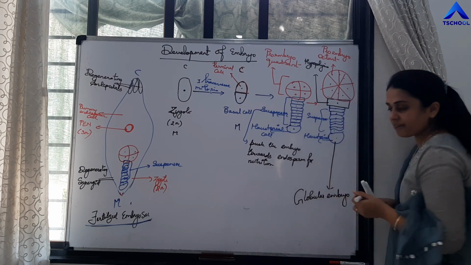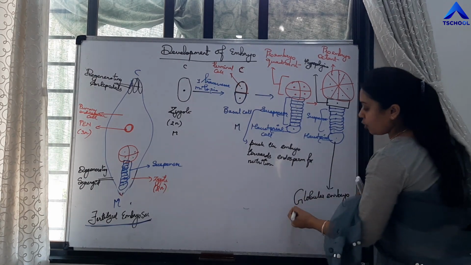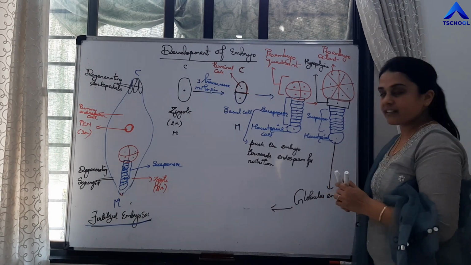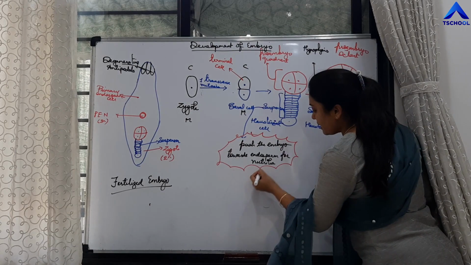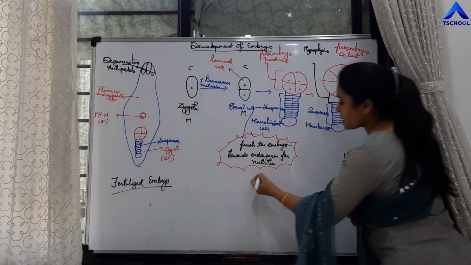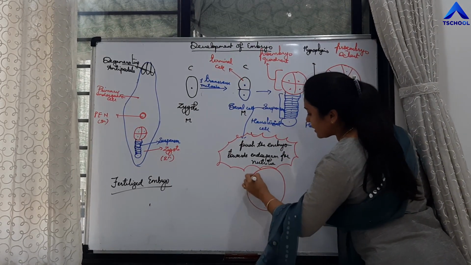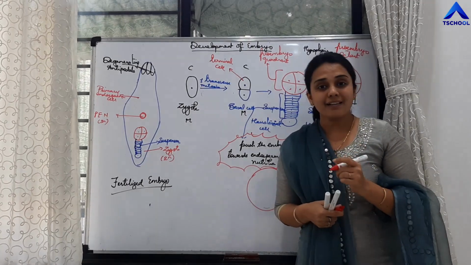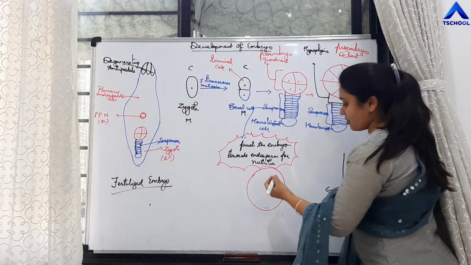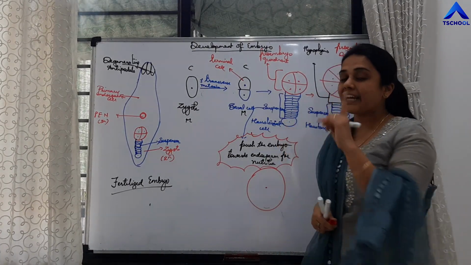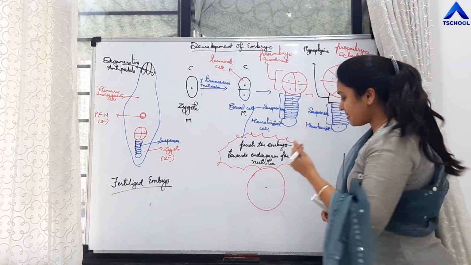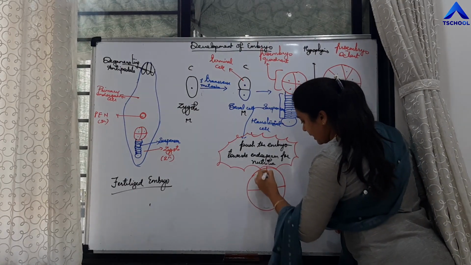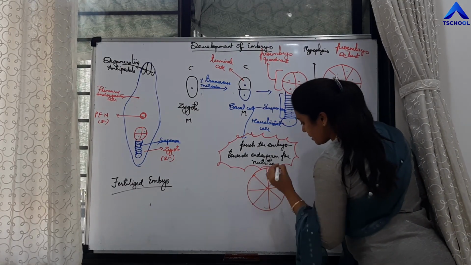Now this globular embryo, this proembryo octant, the mass undergoes a periclinal division. Periclinal division is a peripheral division. So again, eight cells are there and when it undergoes one mitotic division, 16 cells will be formed. So these are the cells.